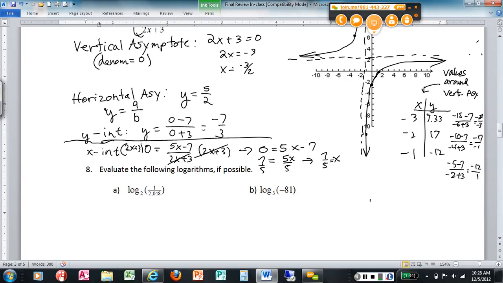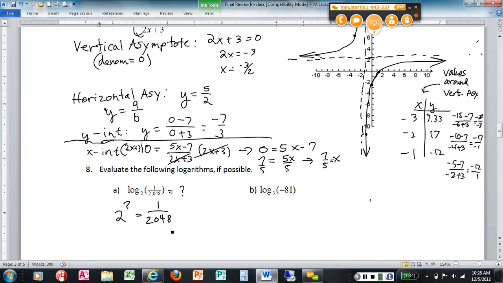Another thing we talked about on number 8, we talked about some logarithms. And you should be able to evaluate logarithms here. And in this case, what have I got? Logarithm base 2. If you say that equals something, then remember the definition says 2 to the something equals 1 over 2048. So I need to come up with a power of 2 that equals 1 over 2048.